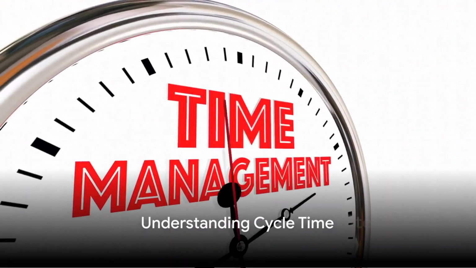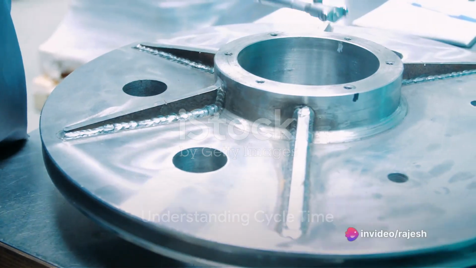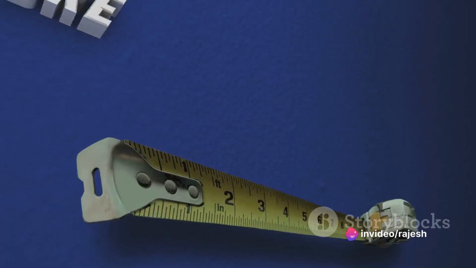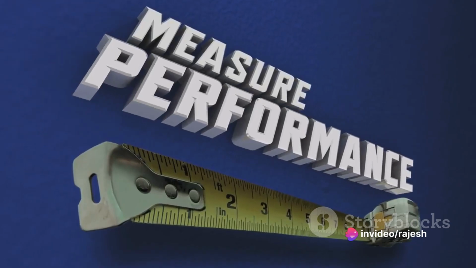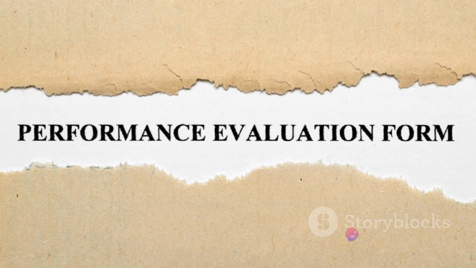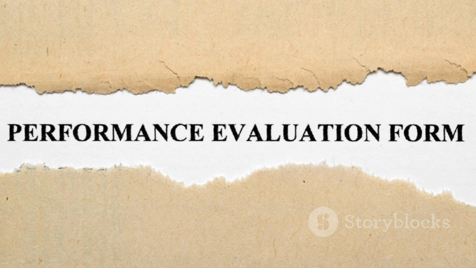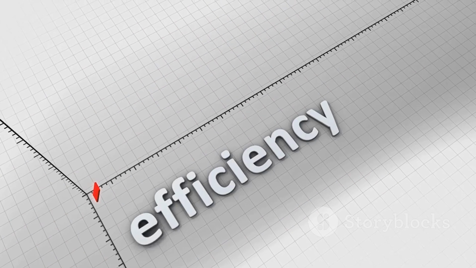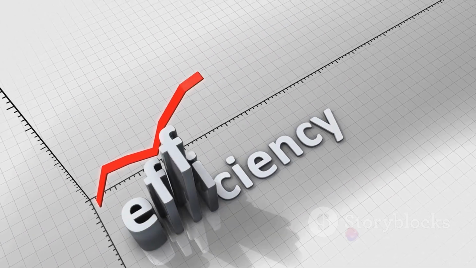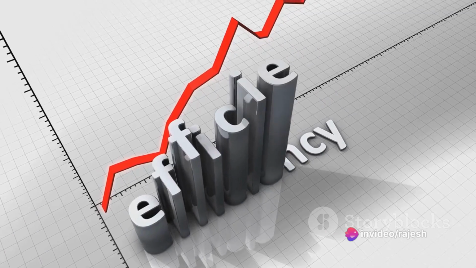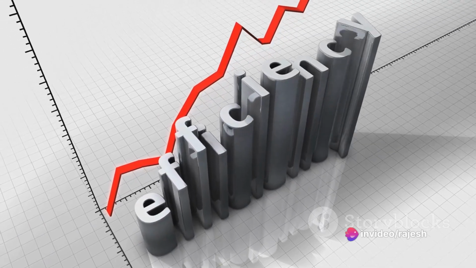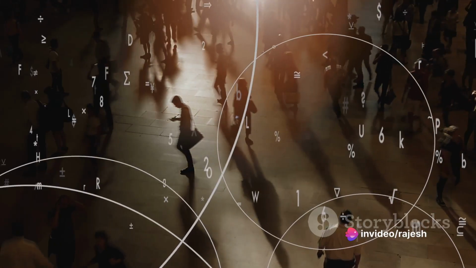Remember that cycle time is an average value. It's a general measure of how long a process takes to produce an output. Of course, individual processes within the larger process may vary in time, but cycle time gives a good overall view of efficiency. To sum it up, calculating cycle time involves two main steps.